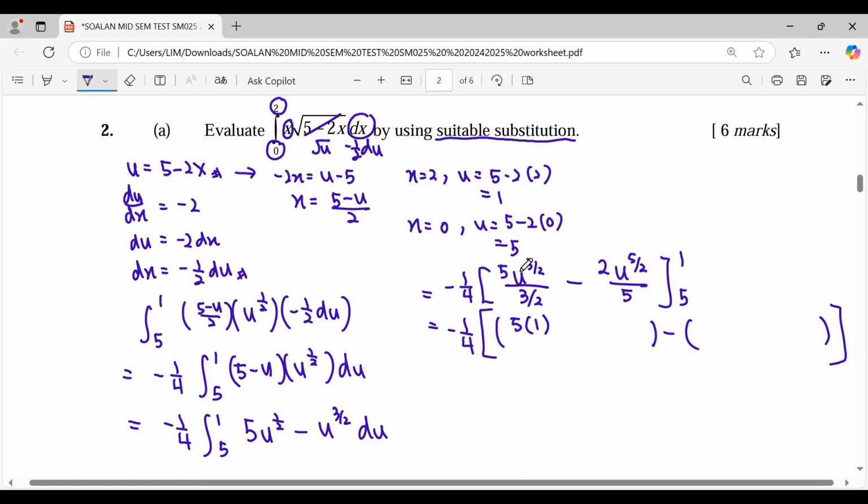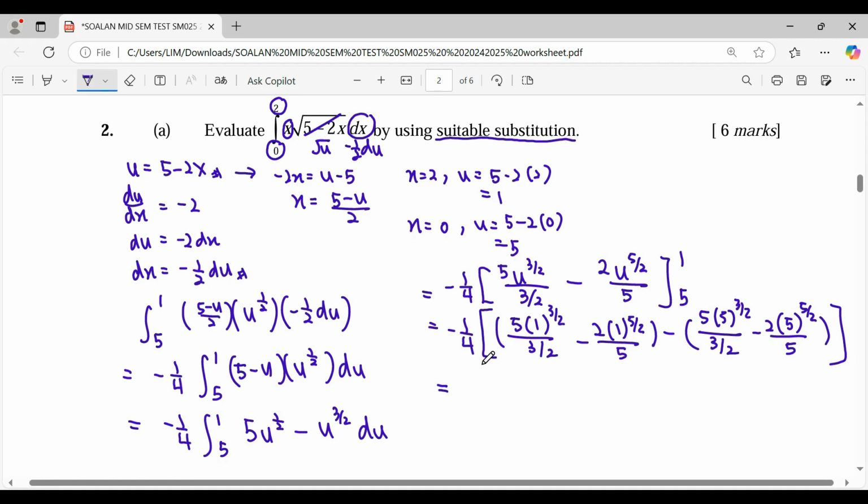So substitute this u in terms of 1, because we already changed the x value in terms of u. So substitute this upper limit as 1 in u here. Just make sure you write the working correctly. Substitute your lower limit 5. And then evaluate using your calculator.